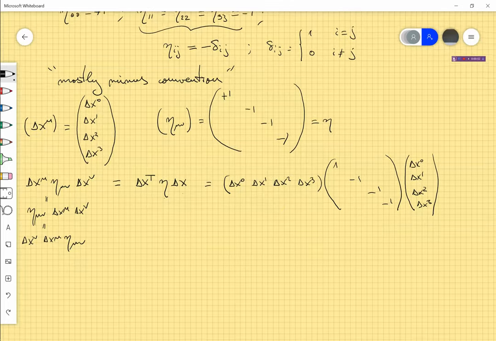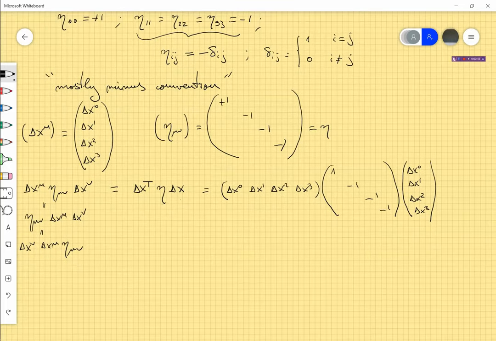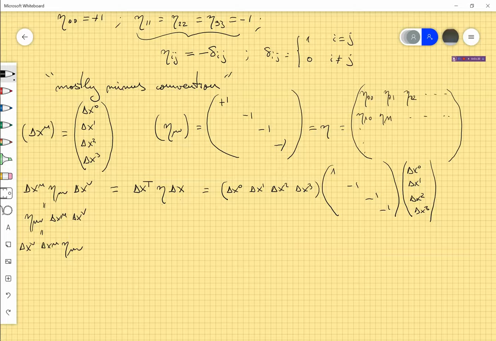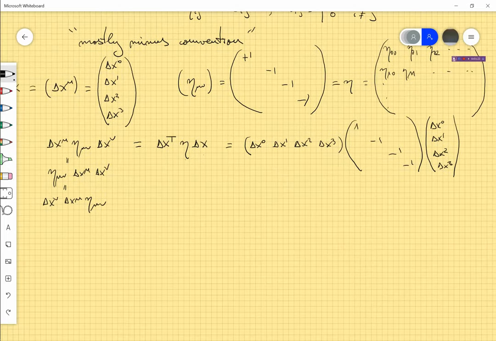Okay. Another thing that I haven't mentioned is how I conclude that the components of eta mu nu are this. There is the convention, as you know, for a matrix that this is the component eta 0 0, eta 0 1, eta 0 2, and so on, eta 1 0, eta 1 1, etc. This is essentially the convention. For me, in general, vectors will be column vectors, and if I write a row vector, I will write it as the transpose of a column vector.